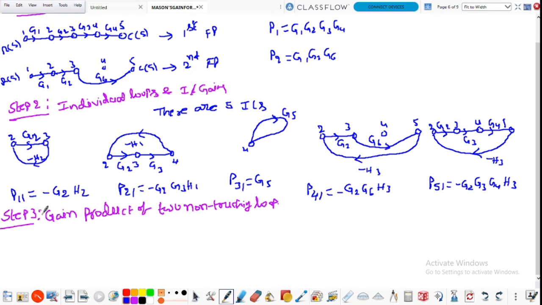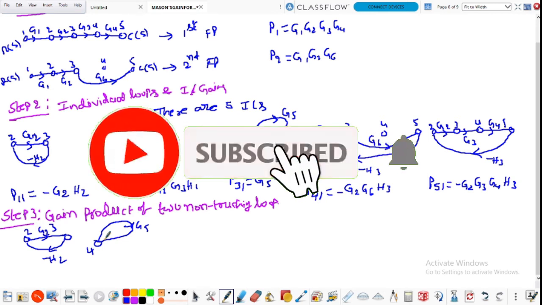2 to 3 and 3 to 2, and this gain is G2 and this gain is minus H2, and another loop is, this is another loop, this is the node number 4, and this gain is G5. So these two loops have no common node.